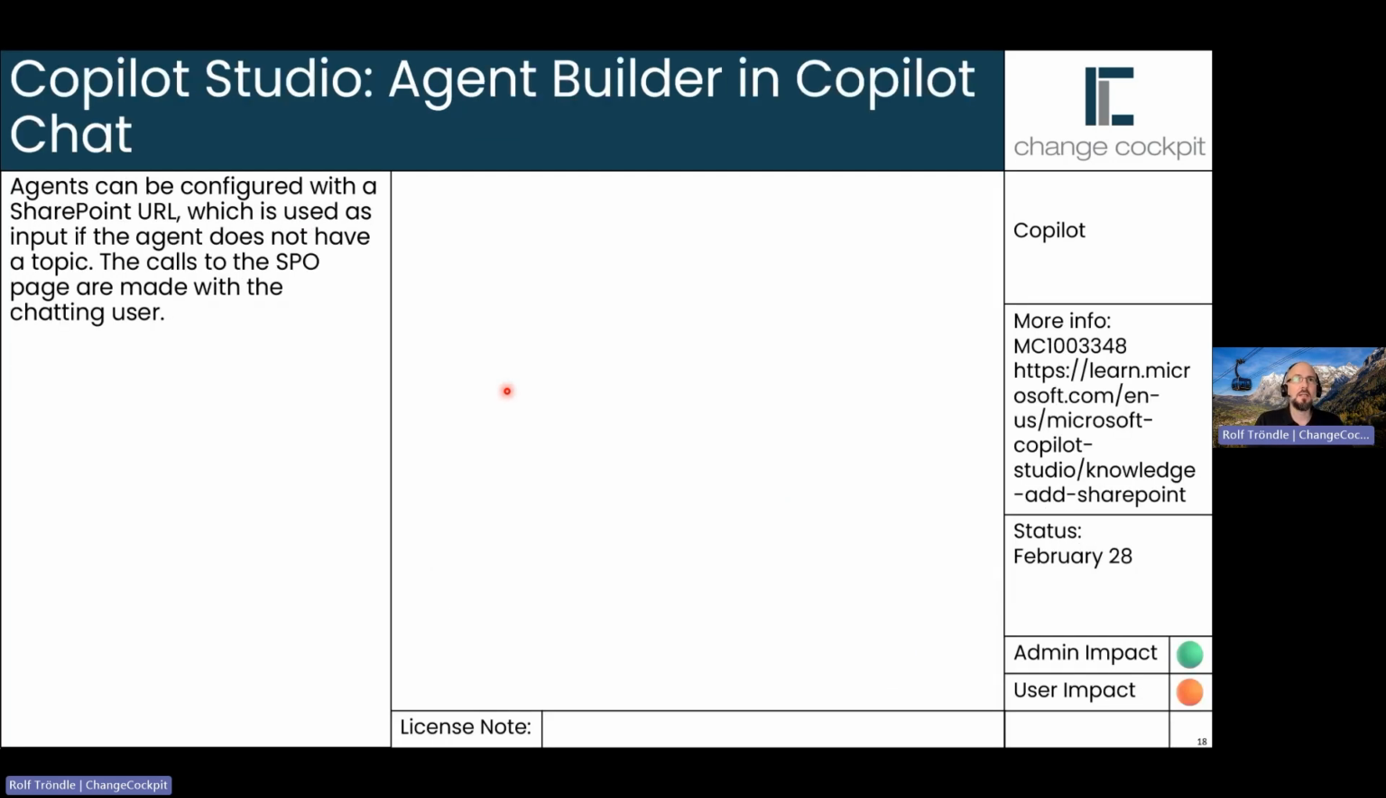And the agent builder in Copilot Chat can now also be configured with a specific SharePoint URL which has the possibility for a fallback. So let's say if the input in the agent doesn't have a topic, then it calls back and calls the SharePoint Online page and uses this as input for the chatting user.